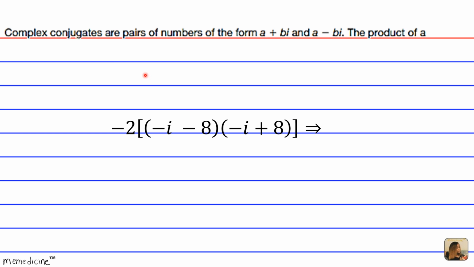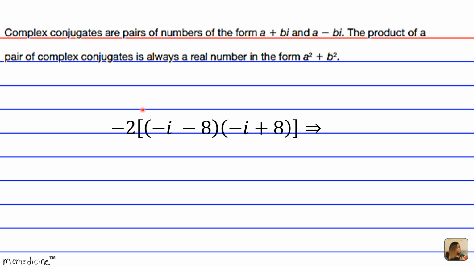Complex conjugates are pairs of numbers of the form a plus bi and a minus bi. Okay, this is kind of sort of a complex conjugate pair. The product of a pair of complex conjugates is always a real number of the form a squared plus b squared.